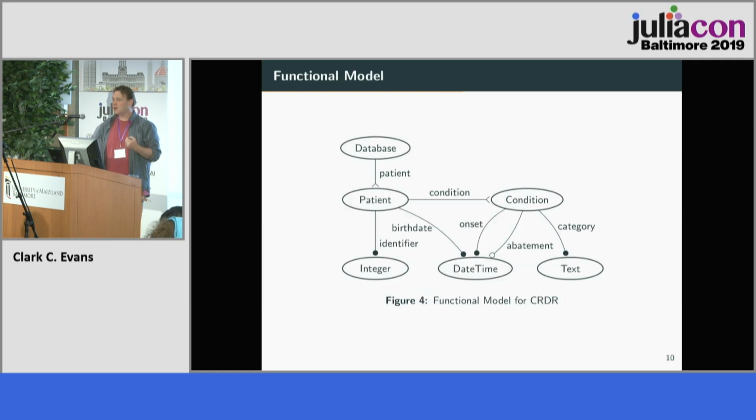Now, how do you convert the tabular model to the hierarchical model? This is more of an implementation detail, but you can think of it as a functional database underneath the sheets. Each of your data elements, such as a database or patient or integer, these are your data types. And your query, patient, would go from the database to the patient, or from the patient to an integer would be the identifier query. From patient to condition is the condition query. In this diagram, queries are not capitalized, where the data types are capitalized.